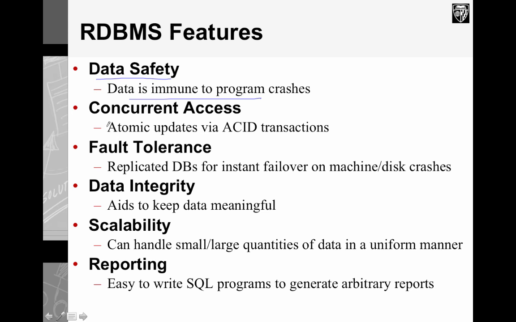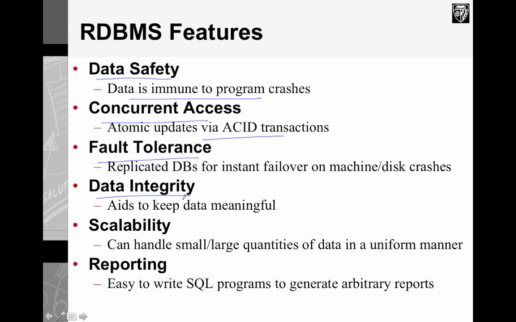You can also do concurrent access. You can have multiple applications accessing the same data, the same record, and that's where the ACID semantics come into play. It gives you transactional capabilities. There's also fault tolerance. There can be replicated databases. So you write to the master and there's a slave, and if the master crashes, the slave picks it up. So there's the replication aspect of it.